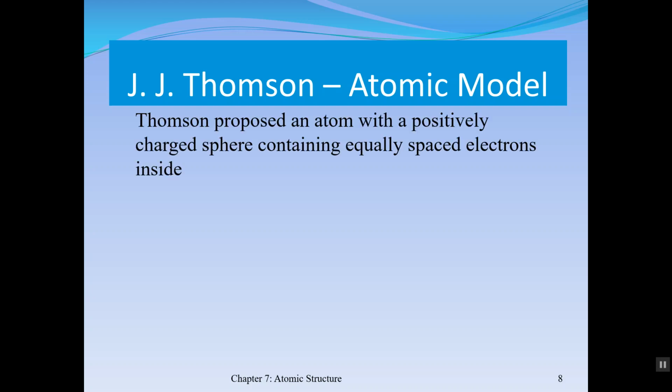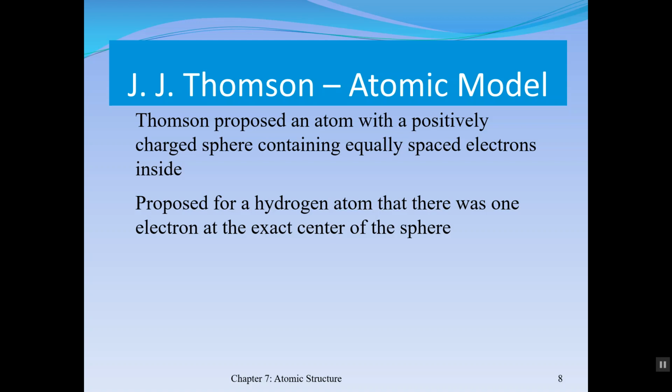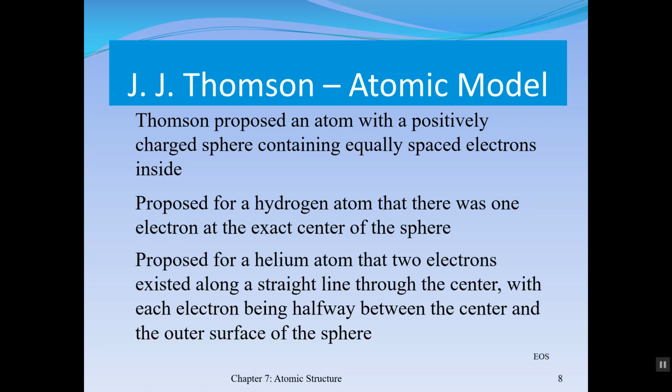He proposed a model where you have a positively charged sphere, which would contain what we now know as the protons, with individual electrons spaced between themselves within that large positively charged sphere. He proposed, for example, that in the case of the hydrogen atom, there's only one electron, right in the center of that sphere. And in the case of a helium atom, the two electrons would be spaced equally along a straight line through the center, again in that sphere.